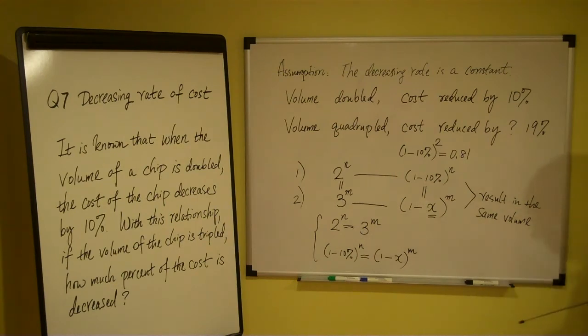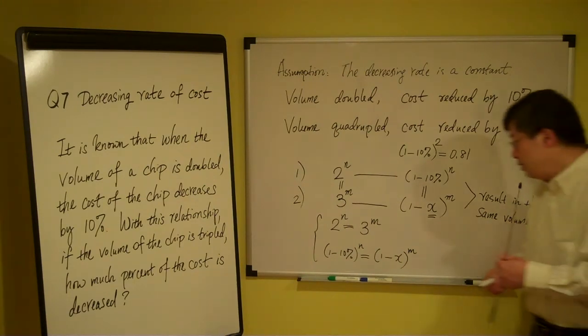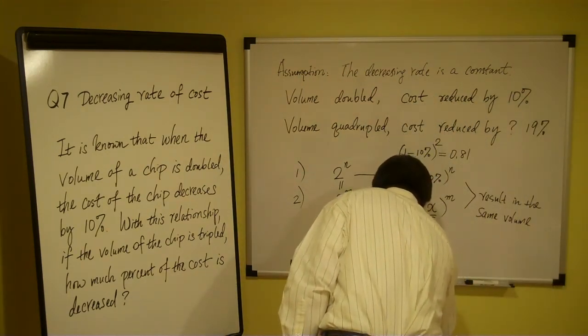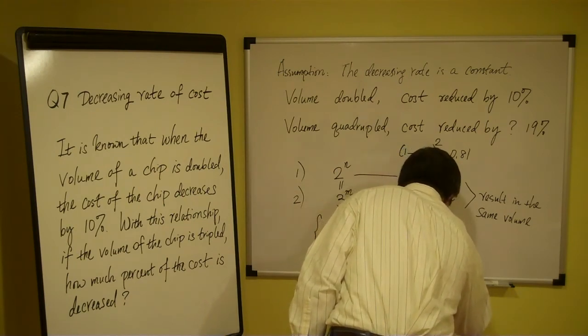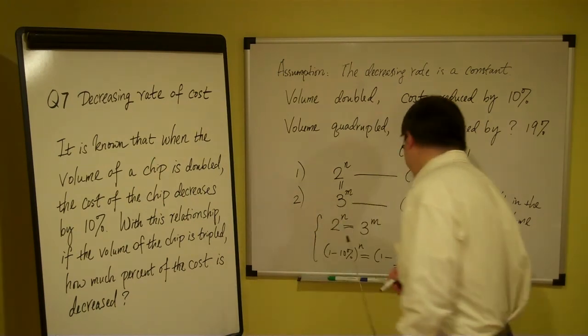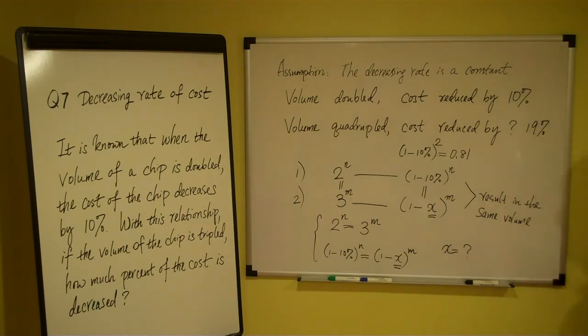So we get a system of two equations. In this system, let's look at the unknowns: n, m, and x. Three unknowns. Our goal is to find what x is. Now, if you can solve this equation system, then you can solve this problem.